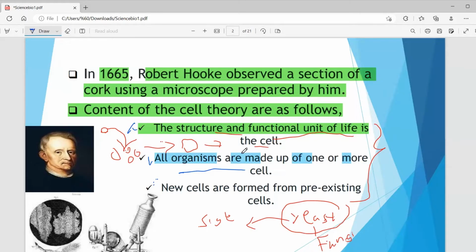Then for the first one, the structure and function unit of life is the cell. The cell is the basic fundamental for all human beings, all animals, all plants, and also all microorganisms. The second one is all organisms are made up of one or more cells. The third one is new cells are formed from pre-existing cells. That is very important, because we are going to learn about mitosis and meiosis. It is interconnected with pre-existing cells, because the father makes the sperm cell and the mother makes the egg cells. Both are in the fertilization step, right?